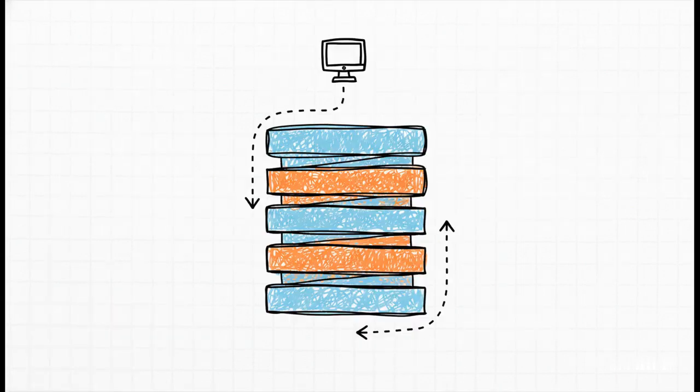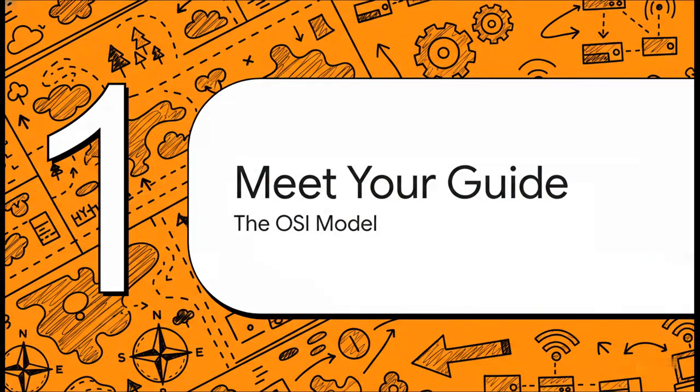That simple request you just made, it didn't just go straight to the website. No, it took a trip down and then back up a 7-layer communication stack. And believe it or not, pretty much every single piece of data flying around the internet follows this exact same path. To understand this journey, you need a map. And our map for today is the OSI model.